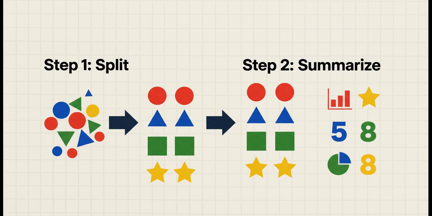It first splits the data into logical chunks, like all the rows for New York, all the rows for London, and so on. Then it runs those aggregate functions we just talked about on each of those individual chunks.